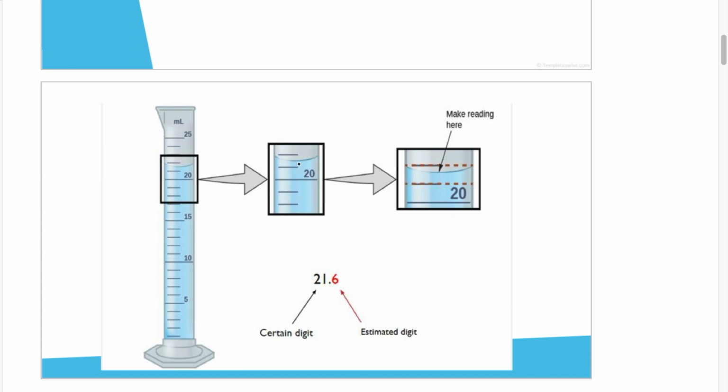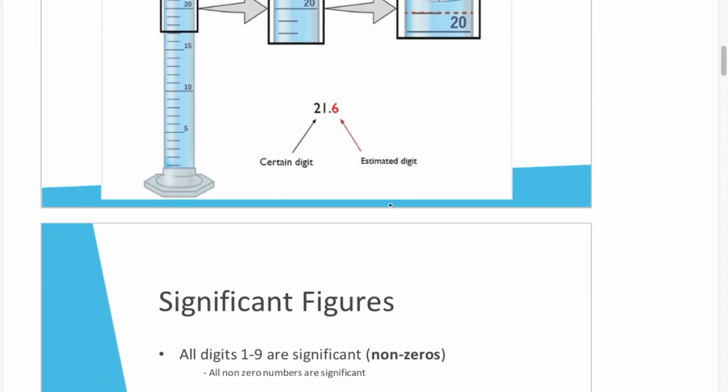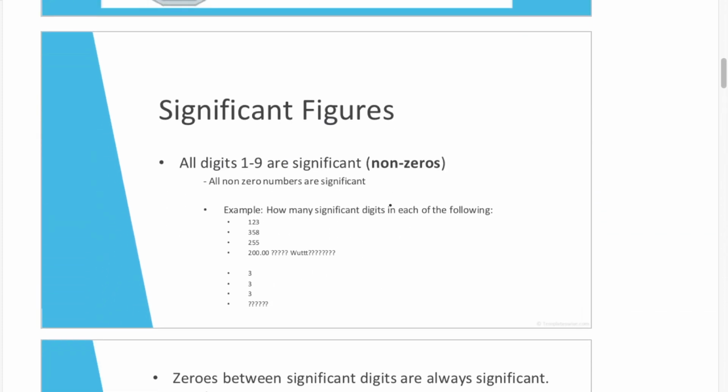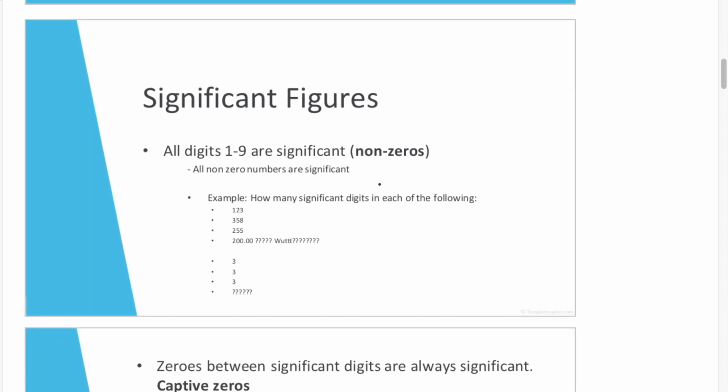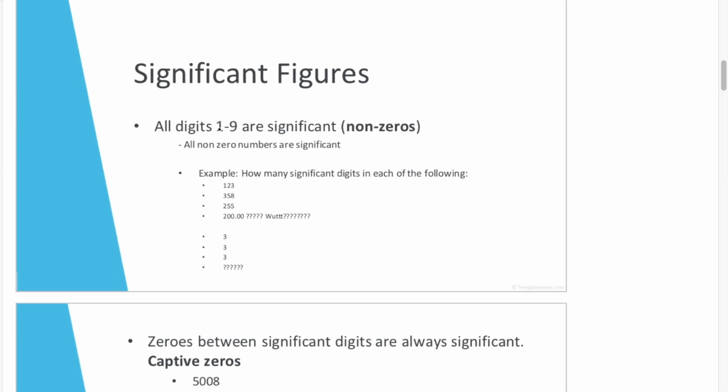We wouldn't say that that's 21.654307 because our eyes don't have the capacity to detect that far out. If we did have a really precise detector like a machine, we could go that far out as far as it can go plus one estimated digit. With that, we have to count our significant figures, and there are a few rules to count in a certain value how many digits are significant. The first rule is that any number 1 through 9 counts as being significant.